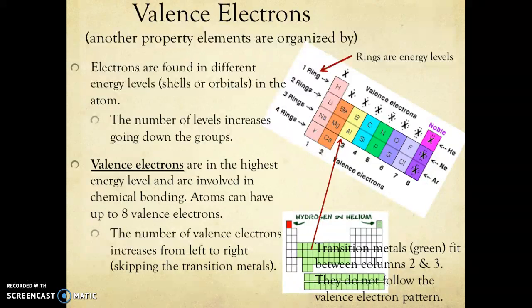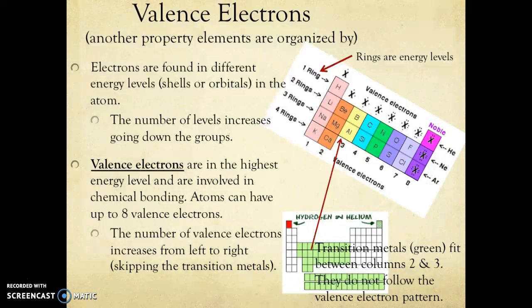Now, valence electrons are the electrons that are in the outermost shell or orbital. And that's in the highest energy level. So the further out they are from the nucleus, the more energy they have. Now, the valence electrons are in the outermost level, and they are the ones that are involved with chemical bonding. When it comes to electrons being in different levels, it's very complicated. It's not easy to explain, but long story short, valence electrons are the outermost level, and atoms can have up to 8 of them.